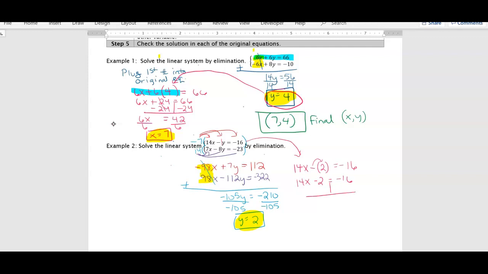Now I'm going to do the wall and floor, add 2 to both sides. So I have 14x equals negative 16 plus 2 is negative 14. Last step, divide each side by 14. And I have x equals the negative divided by the positive equals negative 1. So my final answer in ordered pair form is negative 1, the x value, comma, 2.